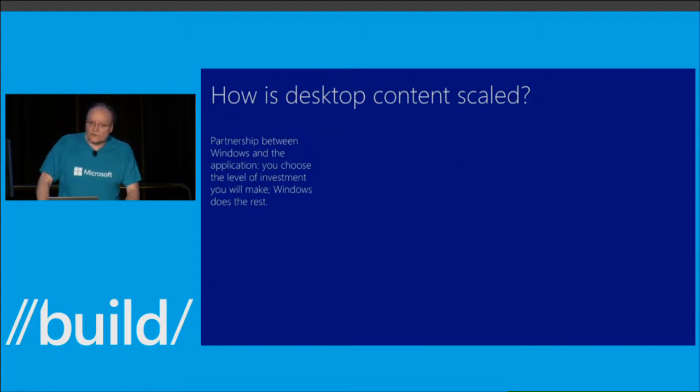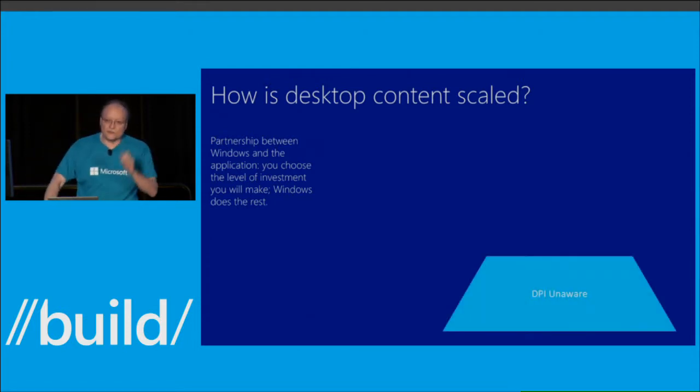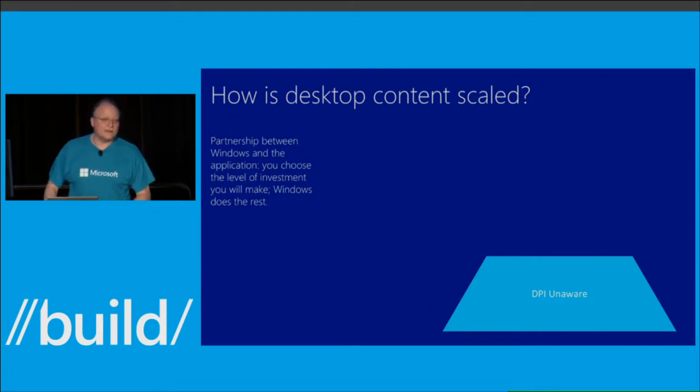So if you think of it from an application perspective, there are multiple levels of investment. As a developer, you could start off on the ground floor. You could just say, oh, I've got this old application. I never thought about DPI before. It works okay on a low-density machine, and I tried it out on my Surface Pro, and Windows did a pretty good job of scaling it up. So what's happening there is we're treating your application as DPI unaware. You haven't told us that it knows anything about DPI.